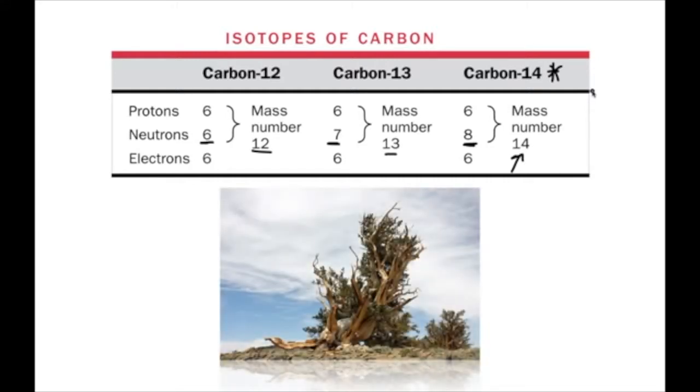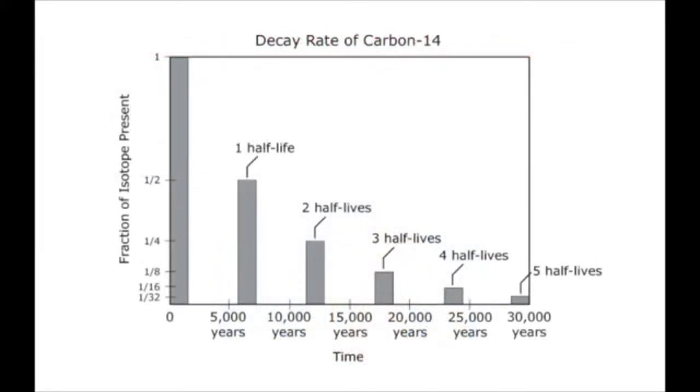We use isotopes for all kinds of purposes, actually, in medicine as well as radioactive dating, because they decay at a constant rate. So if you look at the decay rate of carbon-14, this is what it means. So we have time 0, some amount of carbon-14 that's present. After one half-life, which for carbon-14 is about 5,000 years, you have half that amount still remaining.